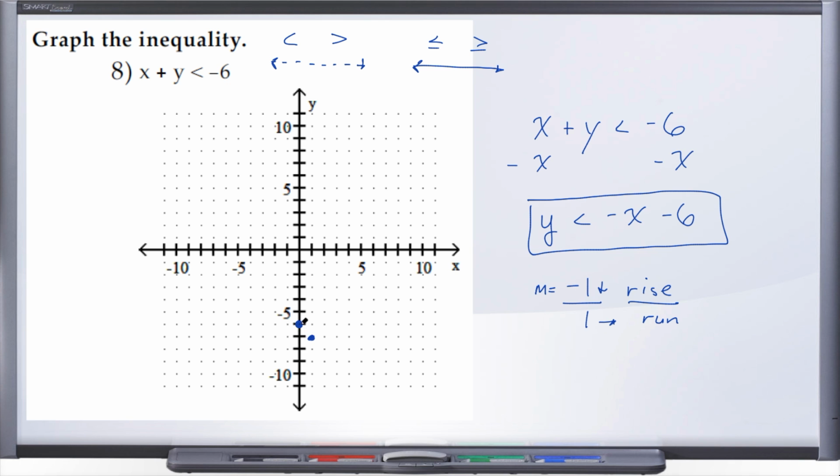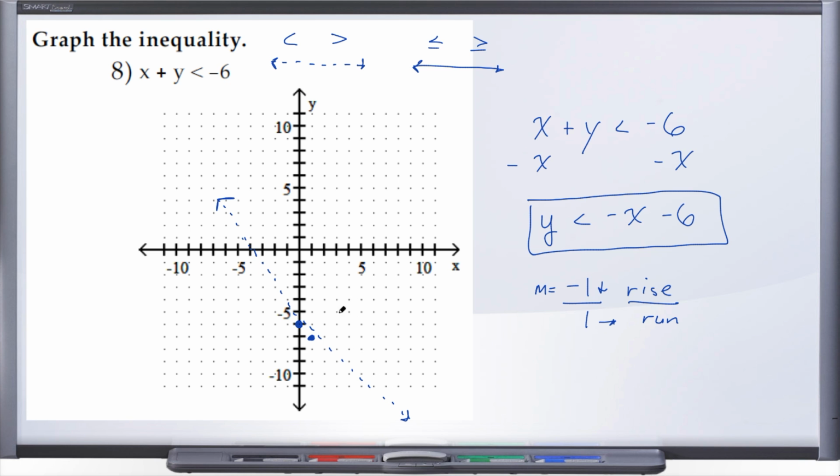And now that we have 2 points on our graph, we can go ahead and connect these 2 points and have ourselves a line. And again, let's make sure that we're using that dotted or dashed line because of our inequality. So we'll go ahead and draw something that looks like that. Of course, if you had a ruler, that would look a little better, but we'll go ahead and call that good for now.